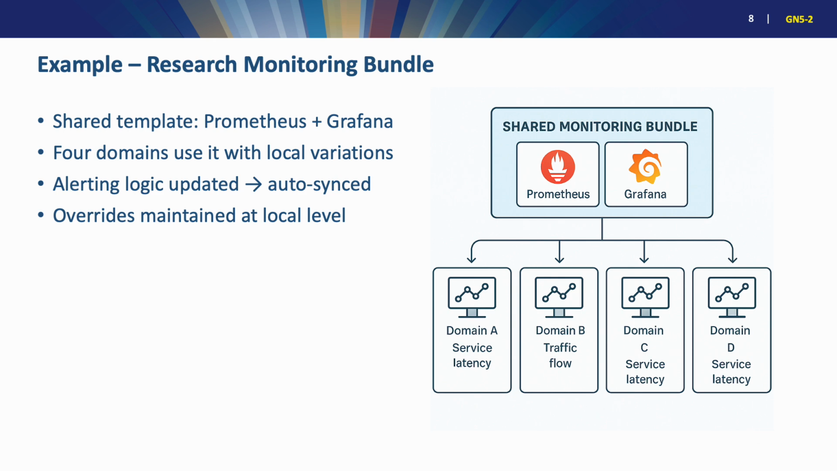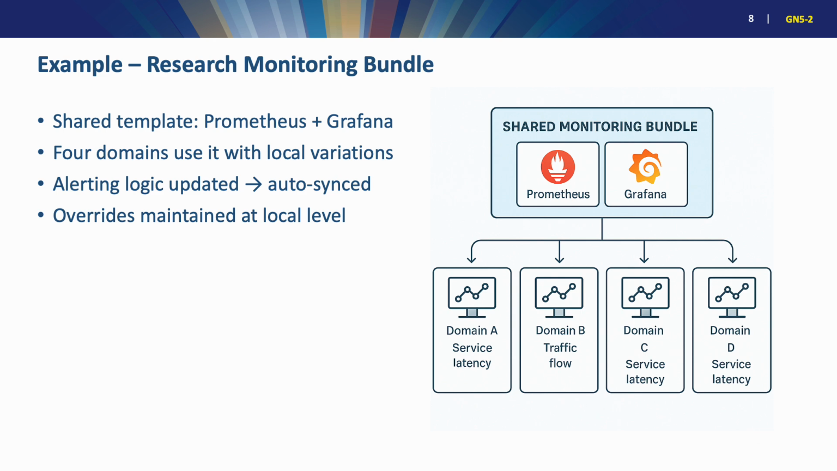Let's consider a practical example. Imagine a shared monitoring bundle that includes tools like Prometheus and Grafana. 4 different domains use this bundle to monitor different parts of the network. Some focus on service latency, others on traffic flow. Each domain applies its own local settings, like alerting thresholds and custom dashboards, to fit its specific needs. But the core monitoring bundle itself is shared through a common template.